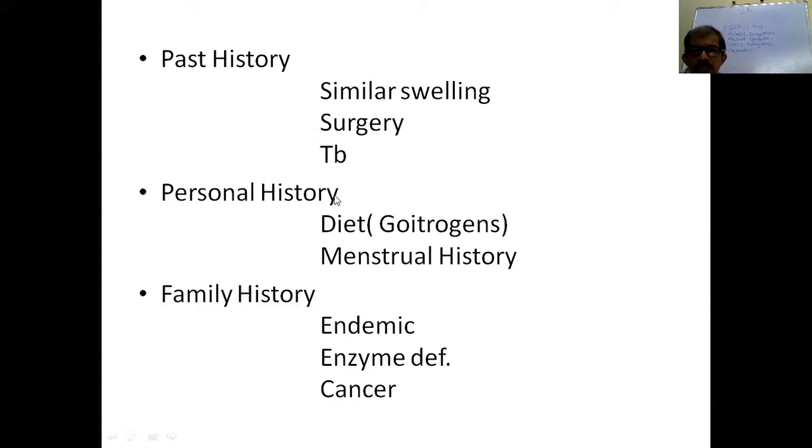Of course, in personal history, as far as thyroid is concerned, you have to talk about diet. What sort of salt is the patient using? Is it iodinated or not? That is very important. Previously, we used to ask rock salt or table salt. Now even rock salt is iodinated, so you have to ask specifically whether they are using iodinated salt or not. In addition to salt, you have to ask about the intake of goitrogens. Goitrogens may be food or drugs. Food, of course, all of you know about the cabbage family, the brassica family, particularly leafy vegetables, which may be deficient in iodine.